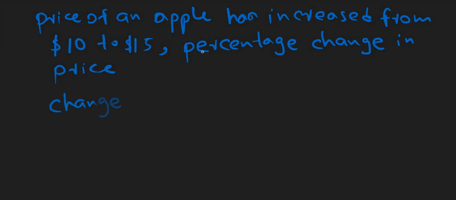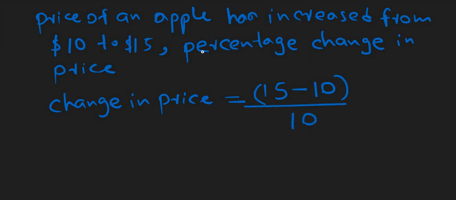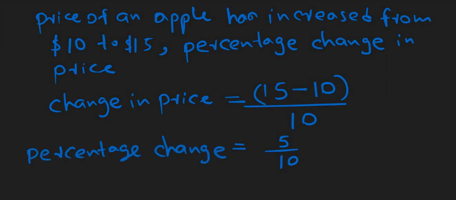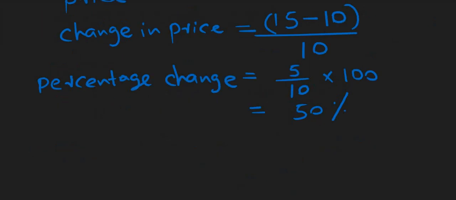Change in price equals new price minus old price, divided by the old price. Therefore, we get 5 over 10. Now, the percentage change is calculated as 5 over 10 into 100, that is 50%. Well, that was about calculating the change in price and percentage change.